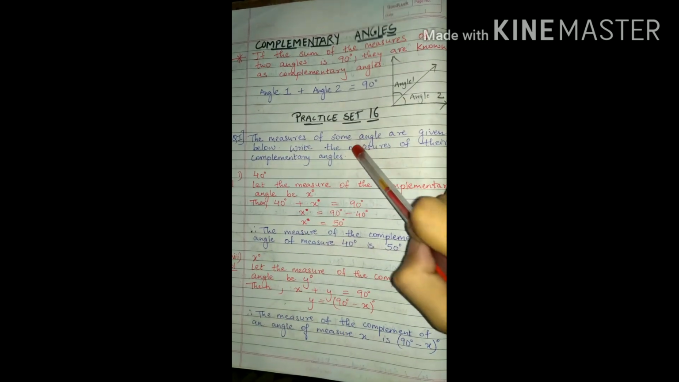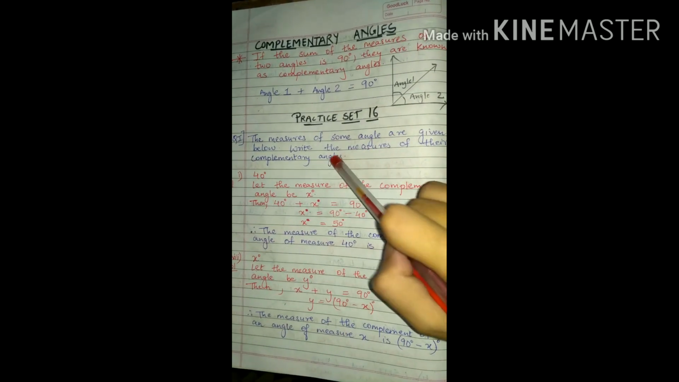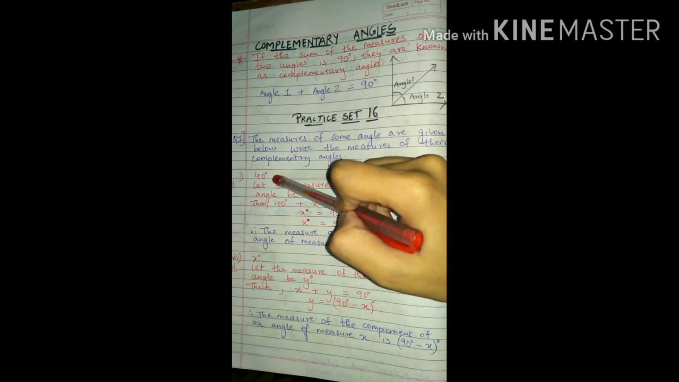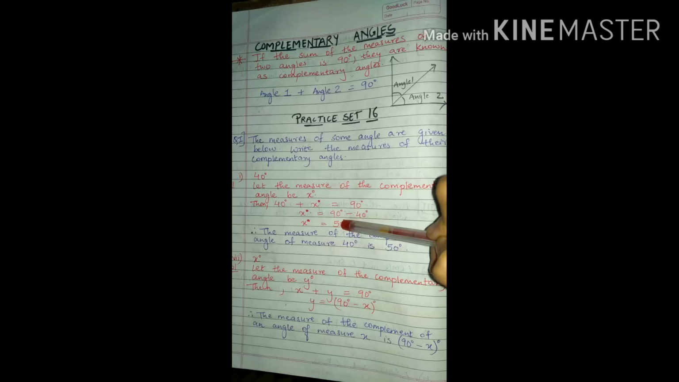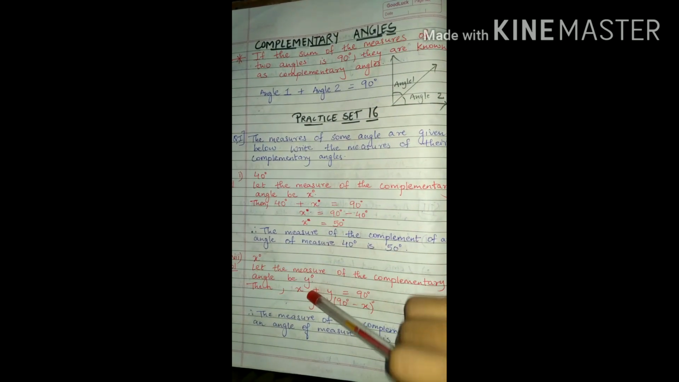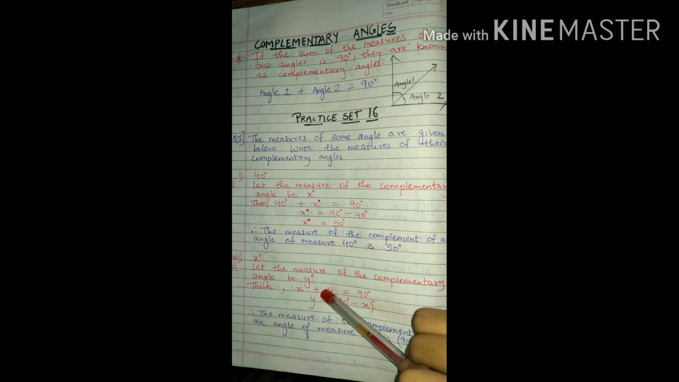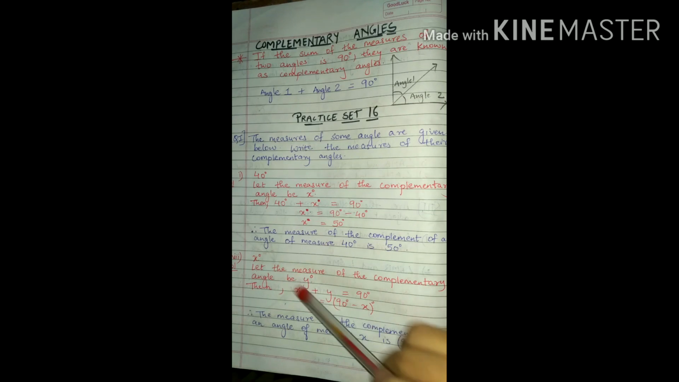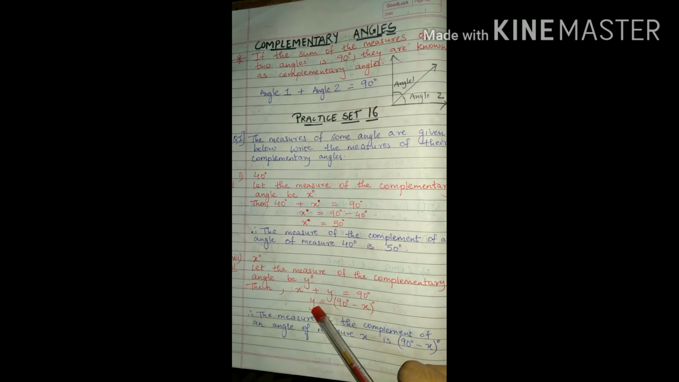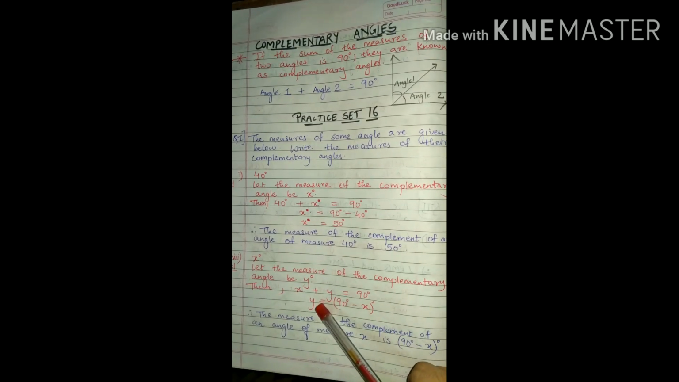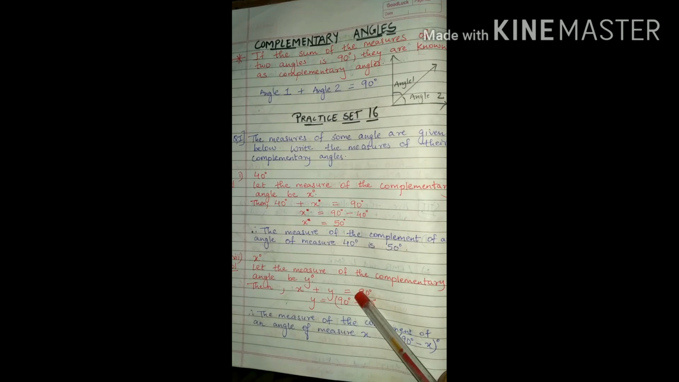See what they have asked: find the complement, write the measures of the complementary angle. Means the angle complement to 40, as we have found, is 50 degrees. So we have to find the angle which is complement to X degree. That's why we are keeping Y here only, because Y is our complement angle to X. So Y equals 90.